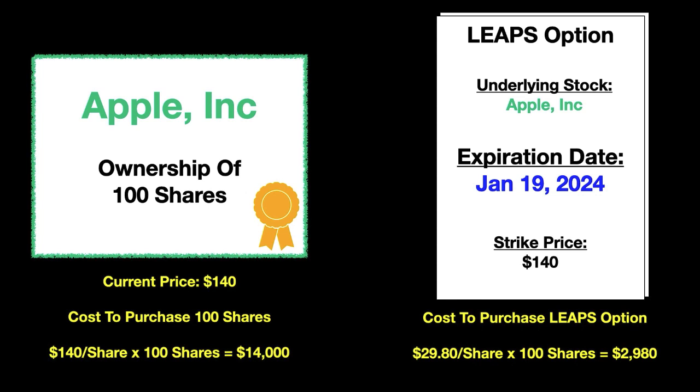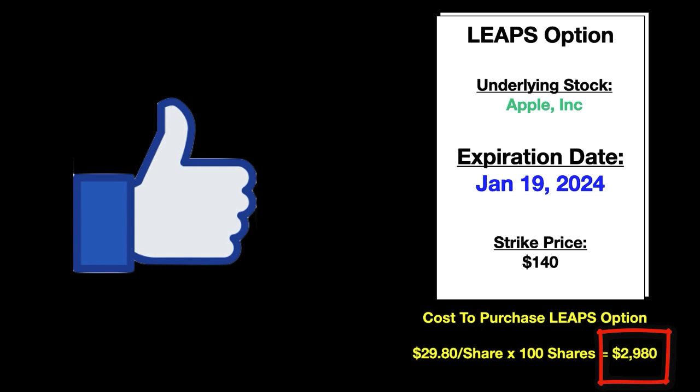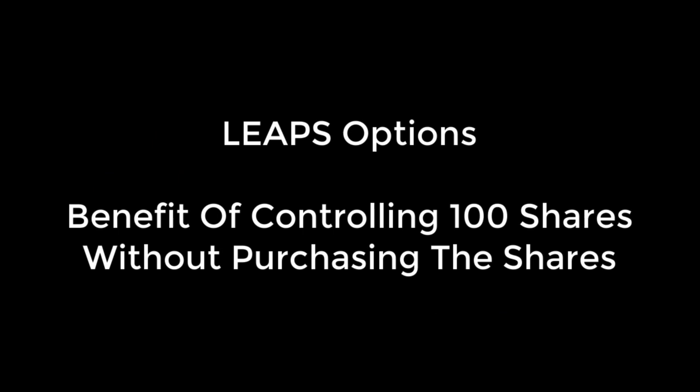So with ownership of this LEAPS option, I didn't have to pay the full price for 100 shares, remember the $14,000, but instead I only paid $2,980, and now I control 100 shares of Apple stock that I can sell or trade. So with this lower cost LEAPS option, I have the similar abilities just as if I had directly purchased 100 shares of Apple stock. Okay, now that I've talked a little bit about what LEAPS options are and the benefit of being able to control 100 shares without having to purchase them, let me now take a moment and describe how I make money with LEAPS options.